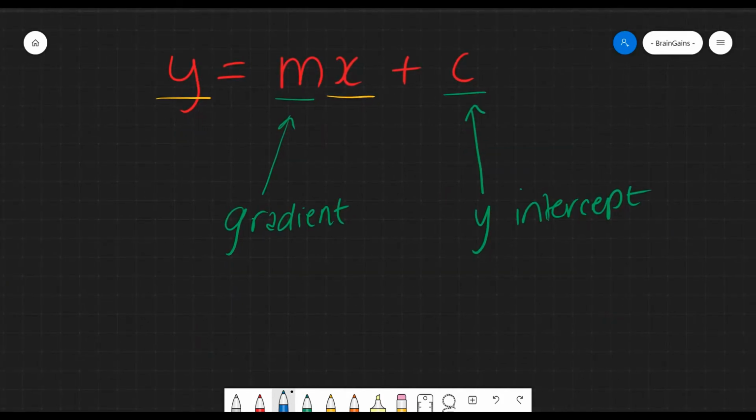To be able to find the gradient of a straight line graph, you need at least two coordinates. And to find the y-intercept, you need one coordinate and you need the gradient. Given that you need the gradient to find the y-intercept, you're going to need to find the gradient of the straight line graph first.